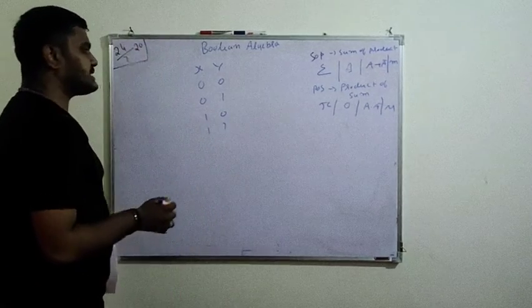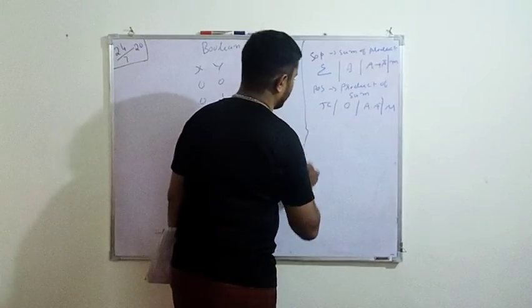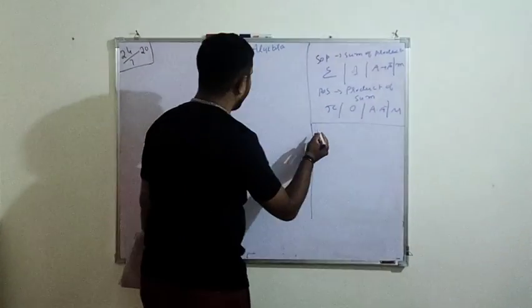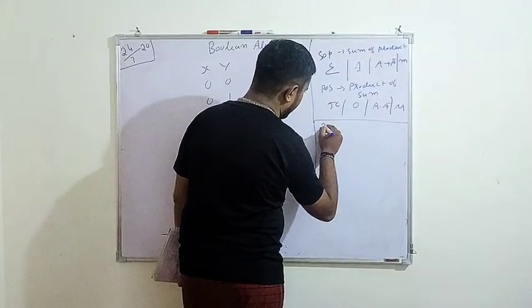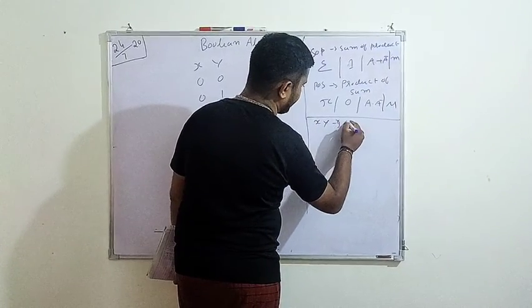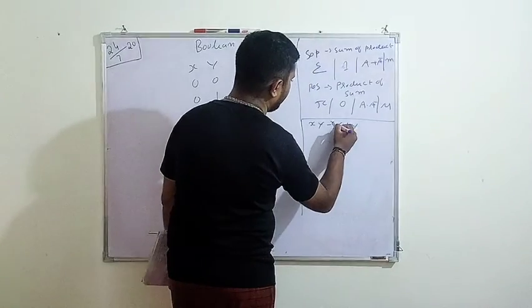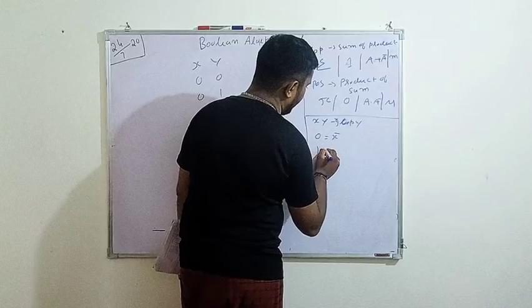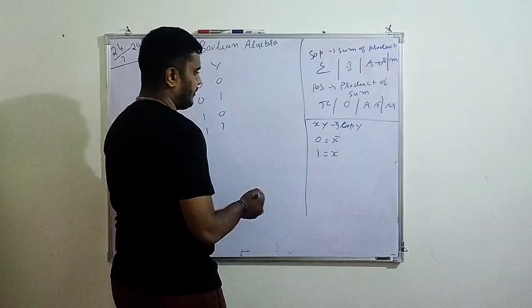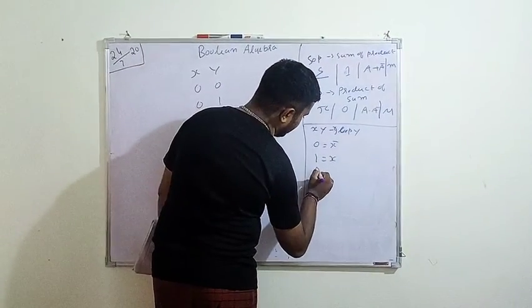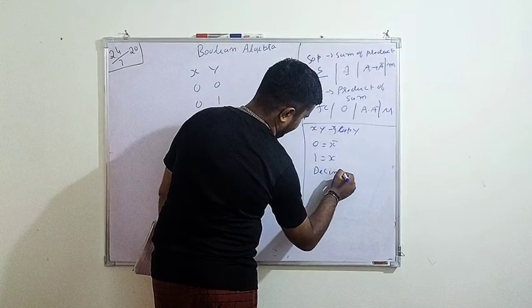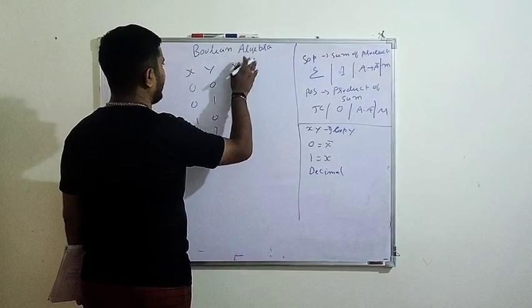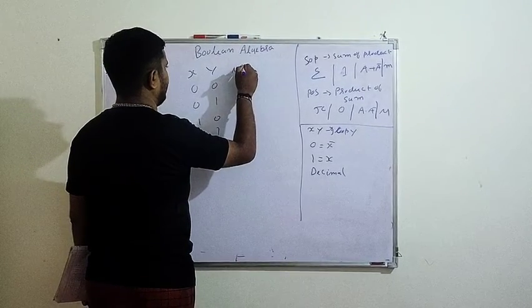So what I said here, there are two formats. Now shorthand means what I did. You should know always what you should copy: that value. Copy. Next, 0 means x bar, 1 means x, right? Next, what you should do to decimal. So now here I should copy xy, or I may say as minterm itself.